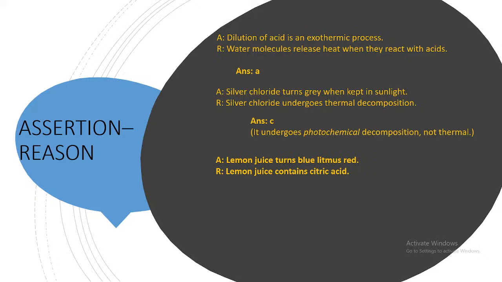Okay, next one. Lemon juice turns blue litmus red. Reason: lemon juice contains citric acid. So what will be the correct option?